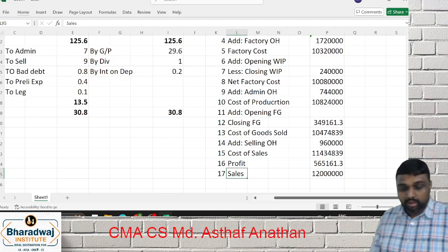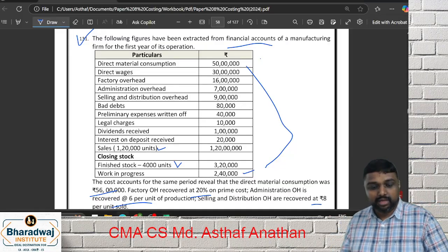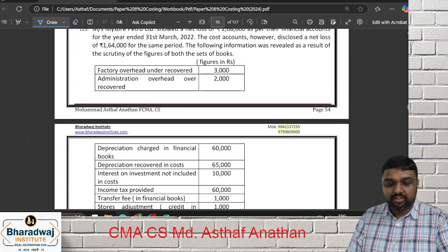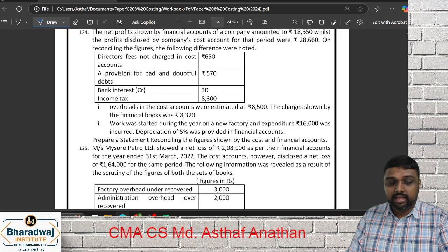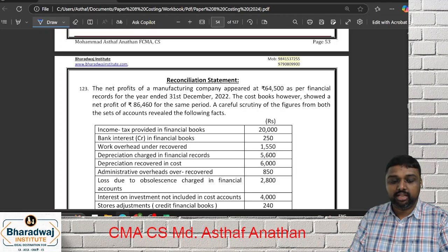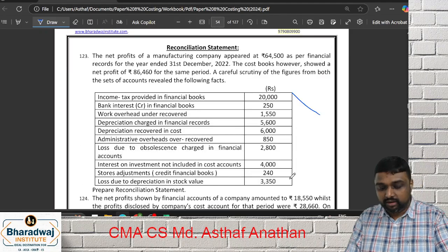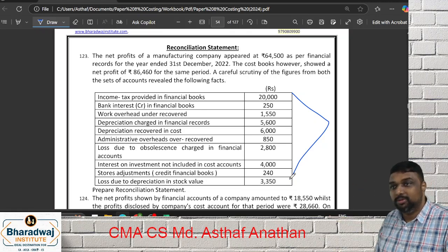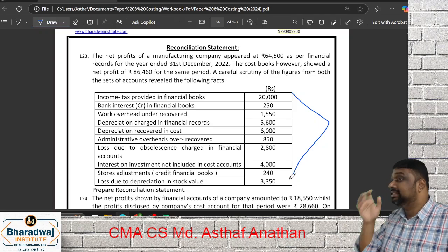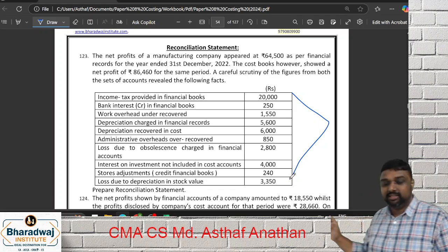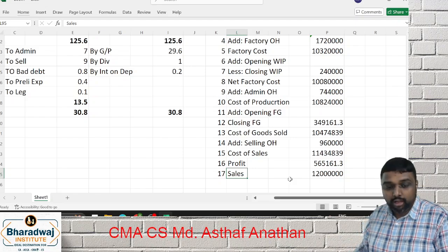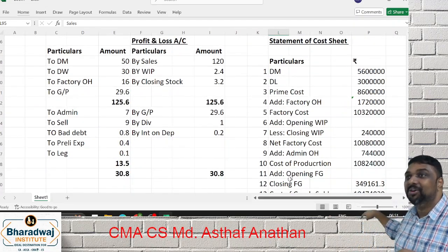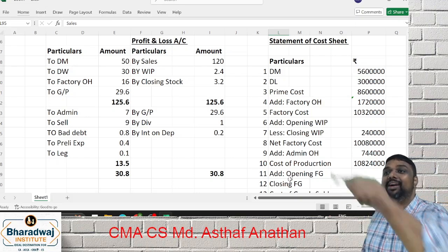Let me tell you a very basic question. If you take this item, the reason for the difference will be mentioned in the question itself. Are you able to understand? But in a standard essay-model question like this, the reason will not be mentioned. You have to analyze both tables, financial and costing, to find the reason.